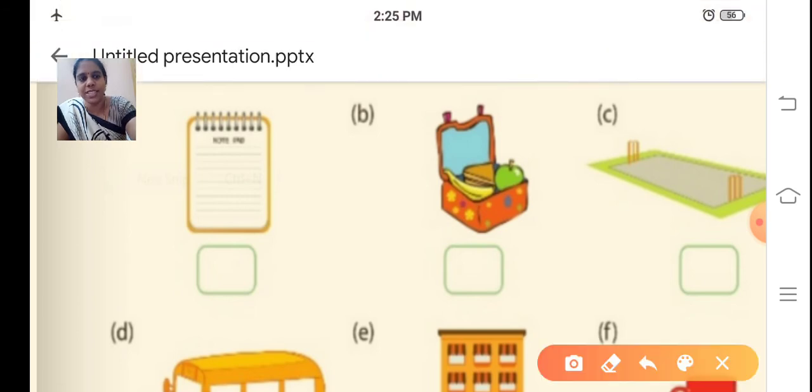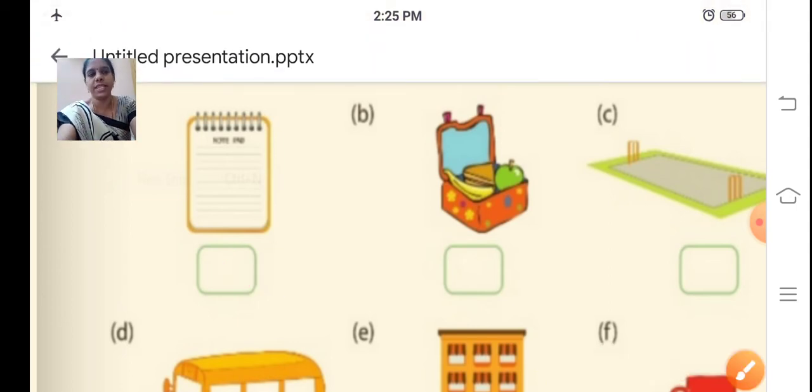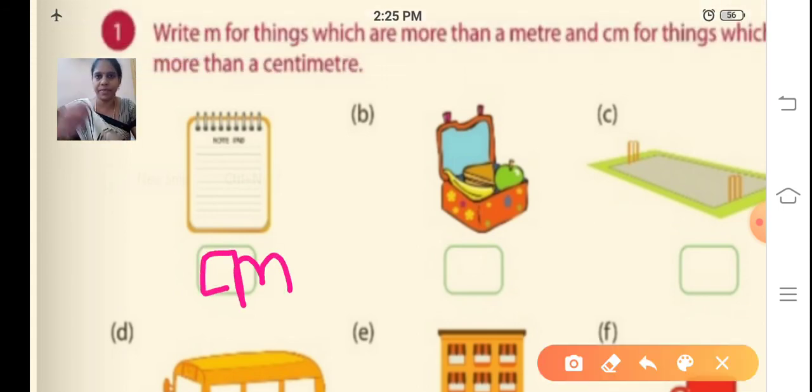CM, centimeter. First one, you're going to write CM. Have you all written? If the object is small, we write CM. If it is little lengthy, we write M. And the second one, what is that? One box. It is also a small object, so this is also CM, centimeter.